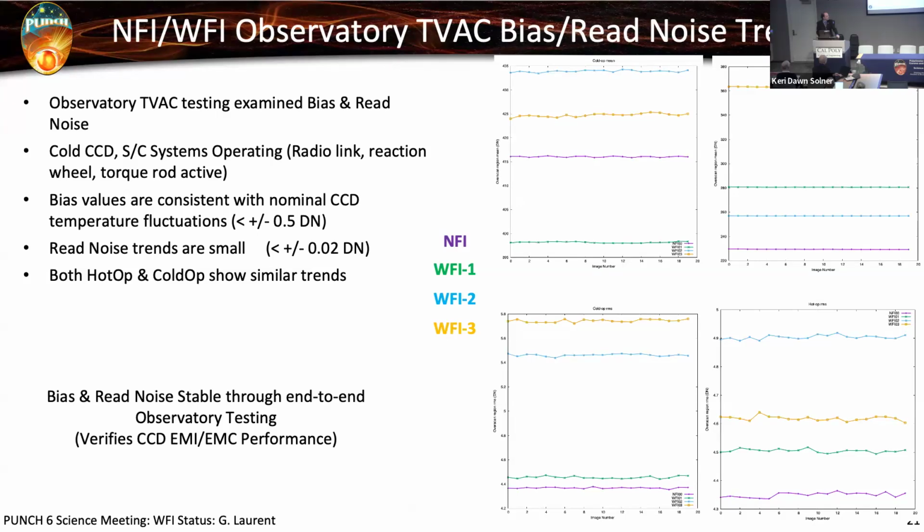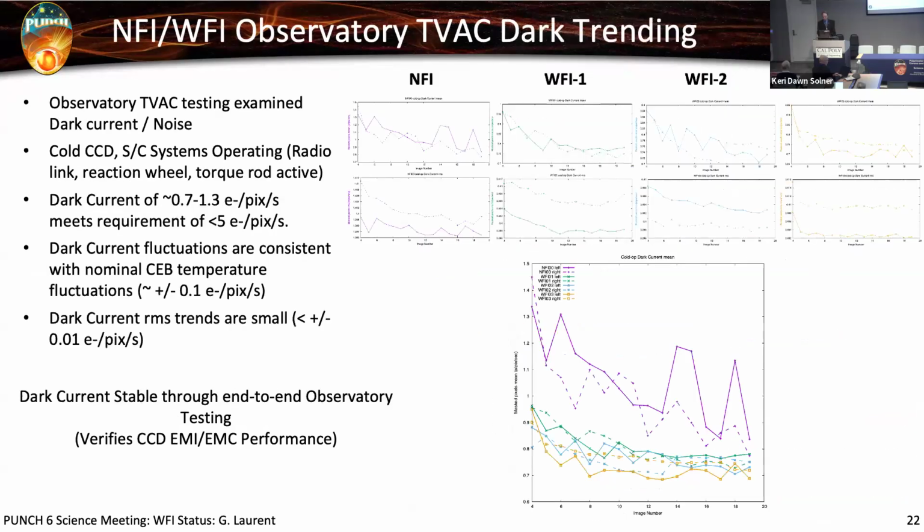So during observatory end-to-end testing, including the radio and the reaction wheels, we look at our bias levels and our read noise. Those are stable and meet our requirements. So we're not seeing any additional noise when the radio is on versus off. So that's an important thing to do. Same goes for the dark noise testing. The small trends here are just consistent with small temperature fluctuations, but all meet our requirements.